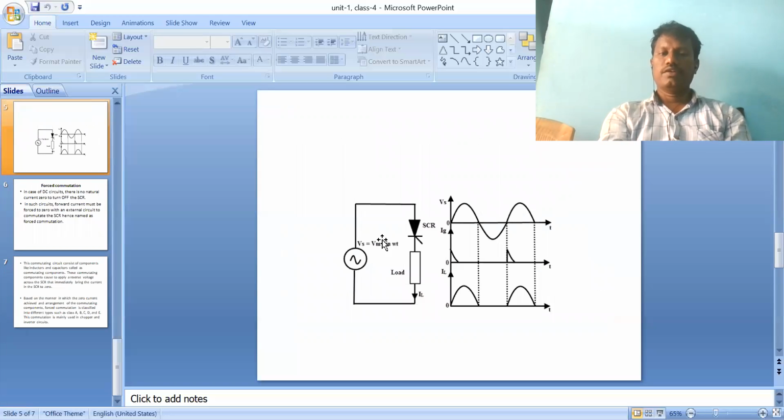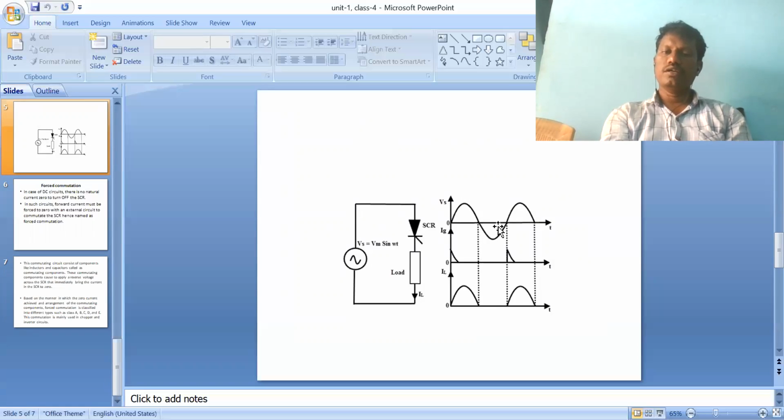See the diagram of this. An AC supply is given to the SCR symbol, and a load is connected. In the voltage diagram, the input AC supply has a positive half cycle, negative half cycle, positive half cycle. During the positive half cycle, we apply a gate signal to the SCR and it is automatically in on state, so we get load current. During the positive half cycle the load current is present. At the end of every positive half cycle, the current is zero.